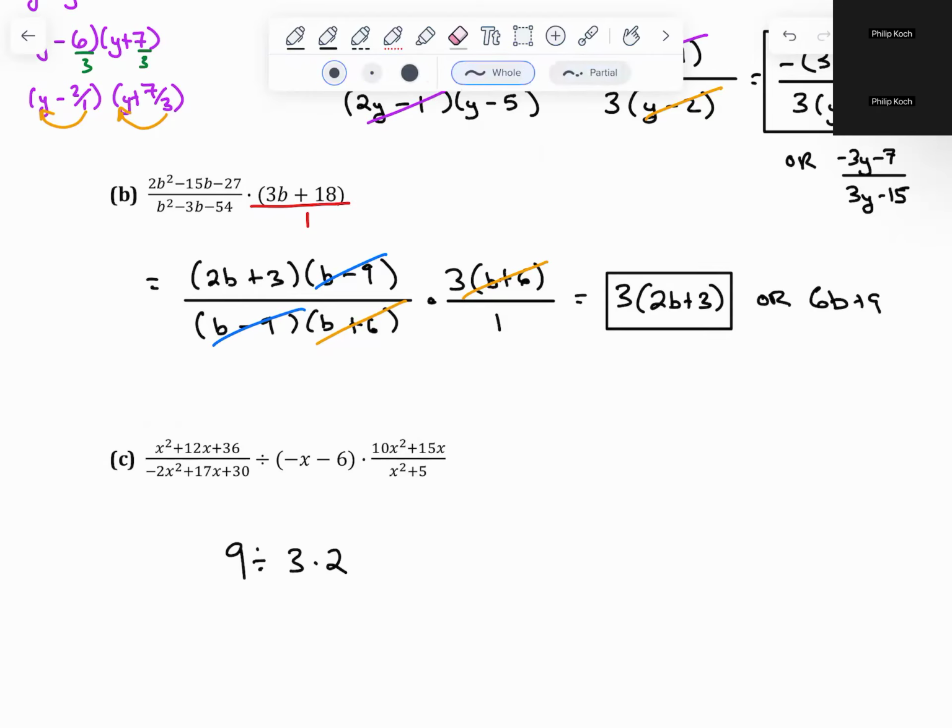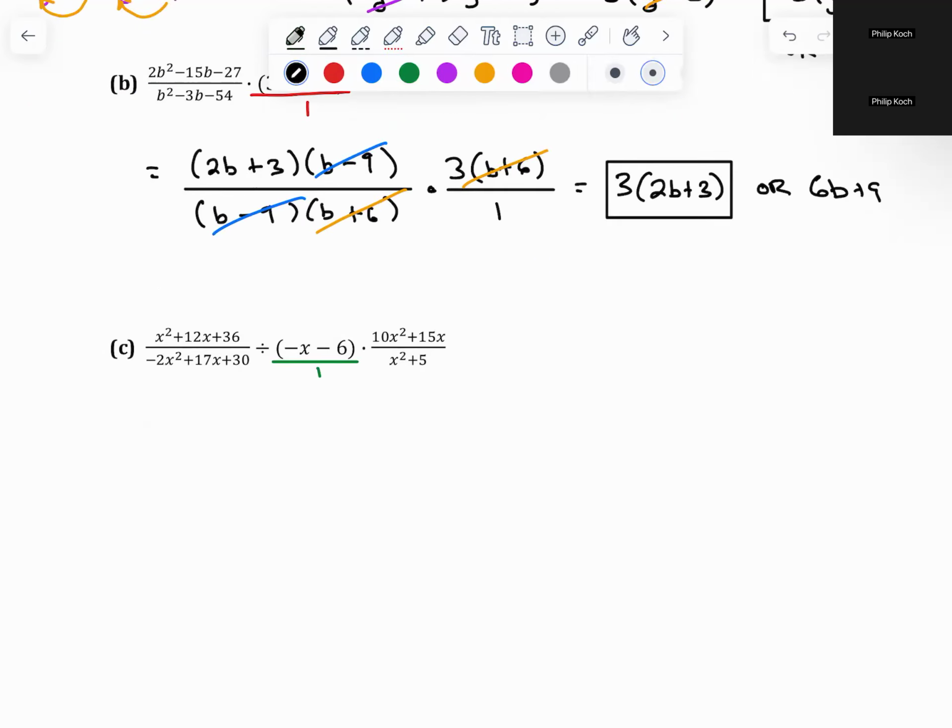But oh no, we're dividing by not a fraction. Yes, we are. We can treat anything like a fraction if we want it to. And so we're going to write this as over 1. So that when I do this, I'll flip and multiply. So instead of dividing by negative x minus 6, I'm really multiplying by 1 over negative x minus 6.